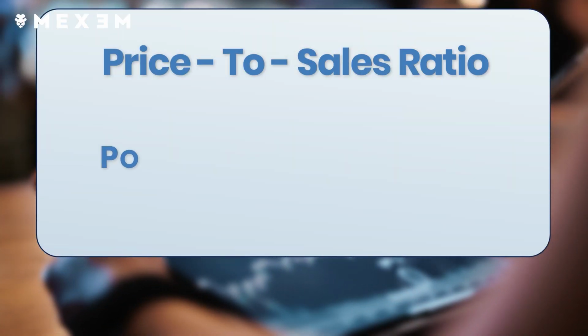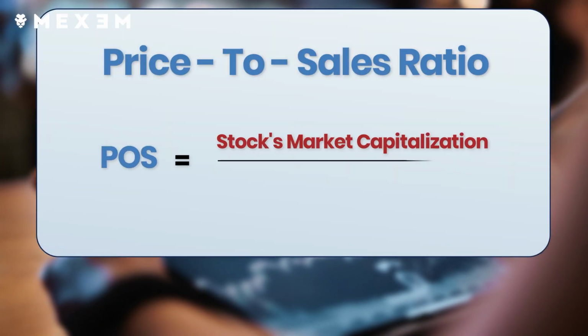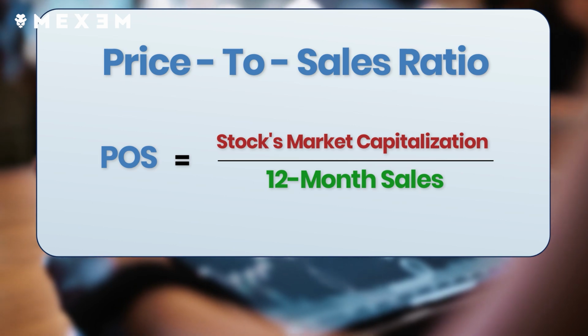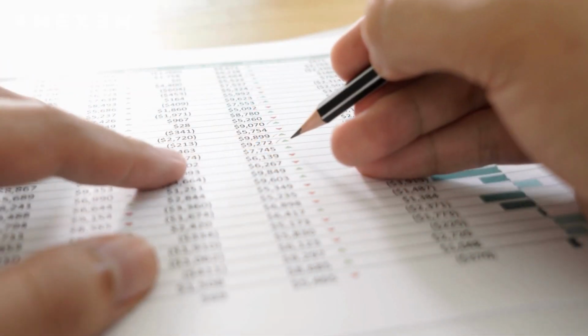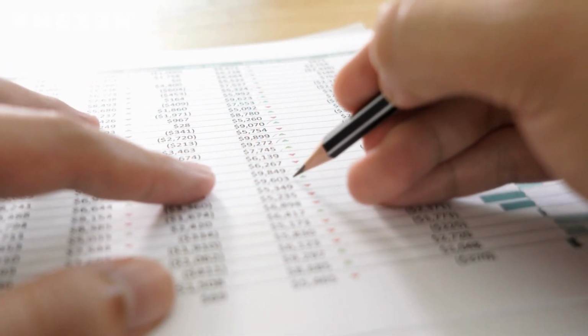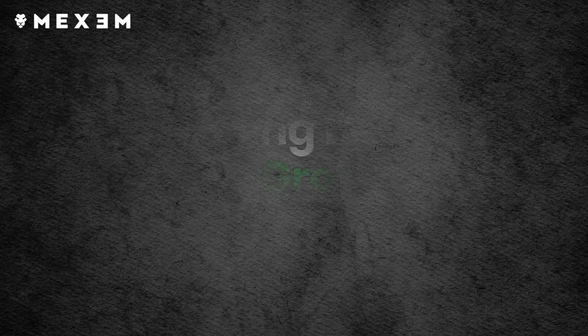The price-to-sales ratio divides a stock's market capitalization by total sales over the past 12 months, providing a measure of how much investors are paying for every dollar in annual sales. A low price-to-sales ratio can indicate that a company is undervalued, especially if it's cyclical or has no earnings.